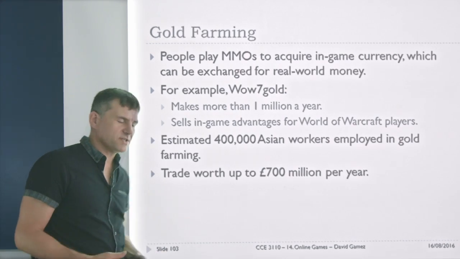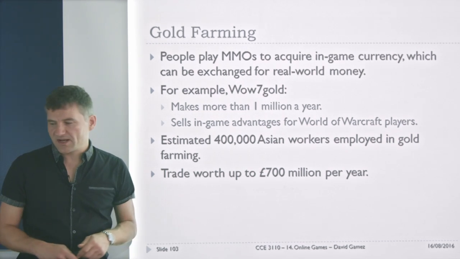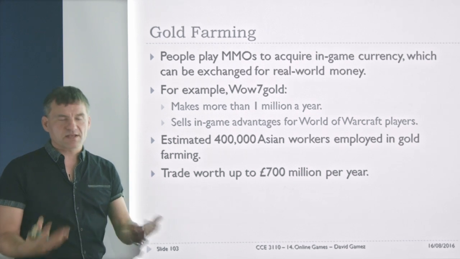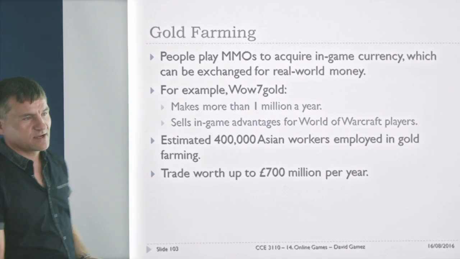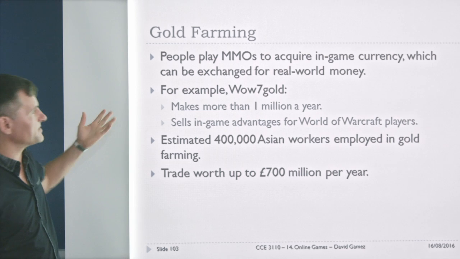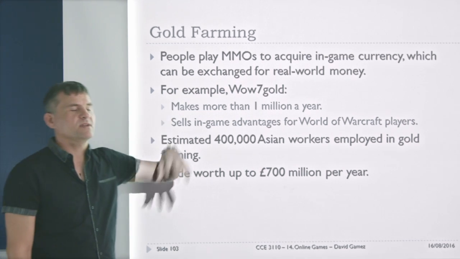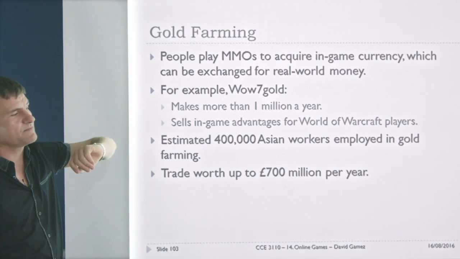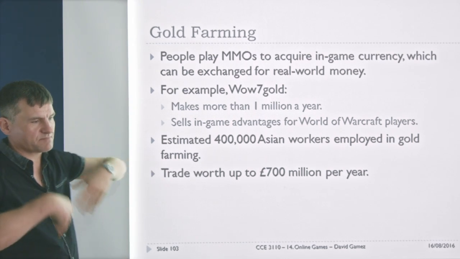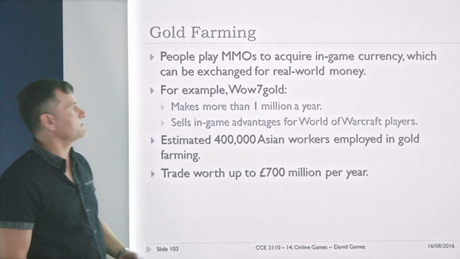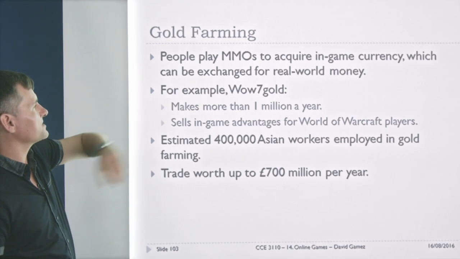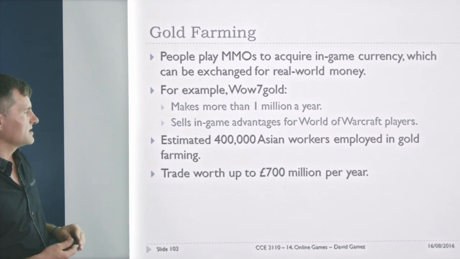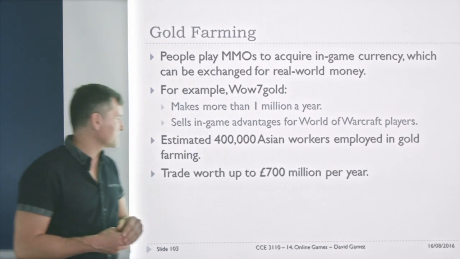A slightly more social issue here: many people play, and people are very attached to, for example, World of Warcraft, and they want to do better in it without actually putting the time in. So what they do is they pay people to play the game for them and gain extra powers or currency in the case of World of Warcraft. They're paying money and getting a more enhanced avatar or better game privileges. So there's this WoW gold seller that makes about $1 million a year selling in-game advantages for World of Warcraft players. It's estimated that there's 400,000 Asian workers employed in gold farming.